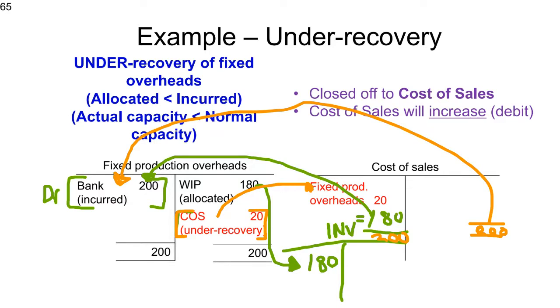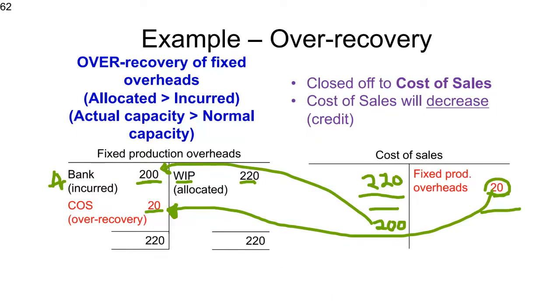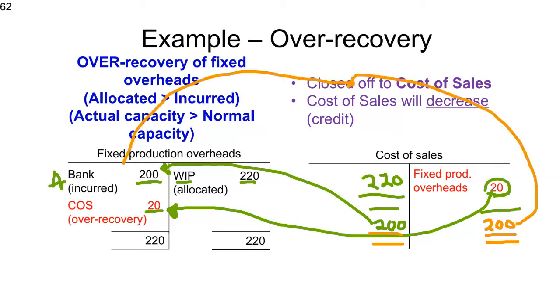Now, go back to the previous example. What happened here? Our cost of sales ended up being 200 Rand. Why 200 Rand? Because we brought 220 in. This is the previous example, guys, not the current one. This is the over recovery example. In the over recovery example, the 200 Rand at the end of the day, at cost of sales, equaled what was actually incurred. Yes, someone had their hand up.